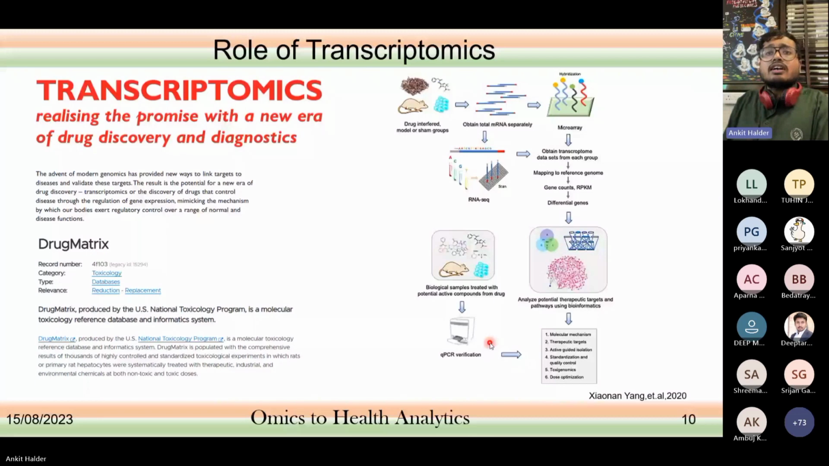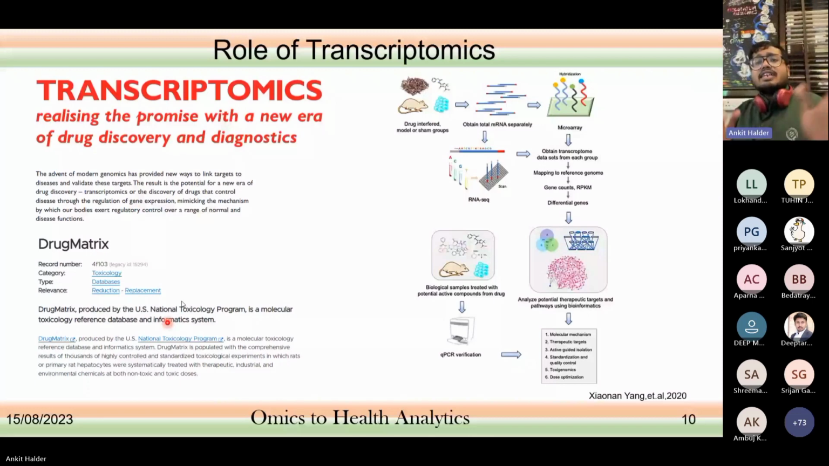So this is the drug matrix, one of those important databases which gives you the toxic effects for any particular drug and what those adverse effects are. So if you are designing or going ahead to target or use some drugs for your particular disease or studies, if you want to research, you can go back and look at what the reports are.